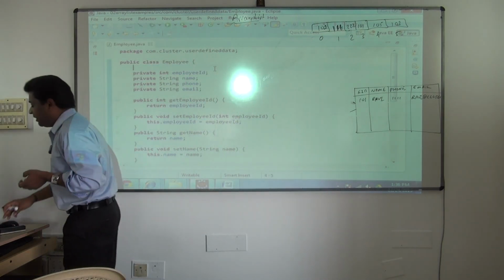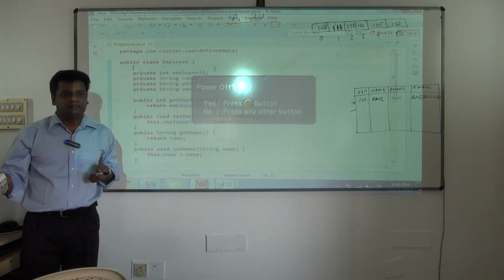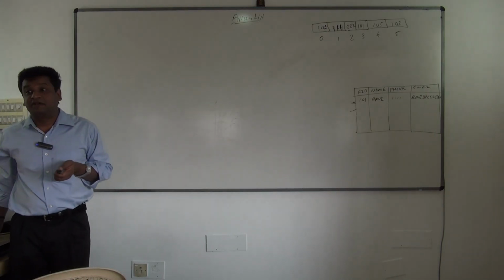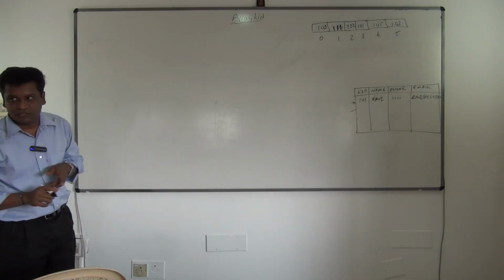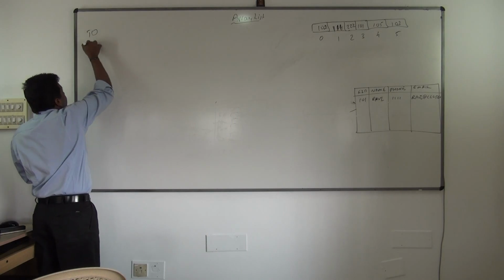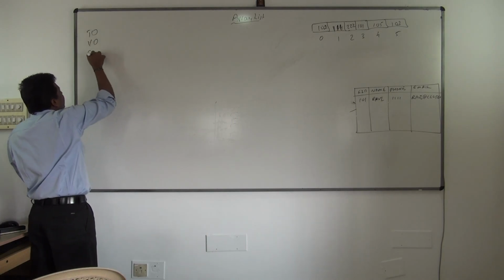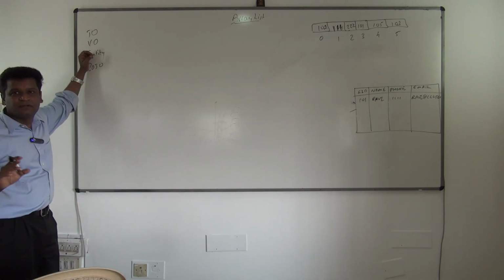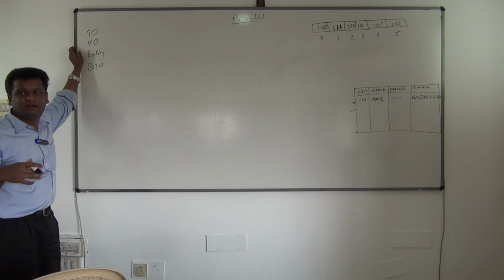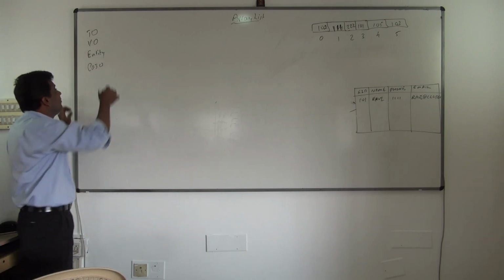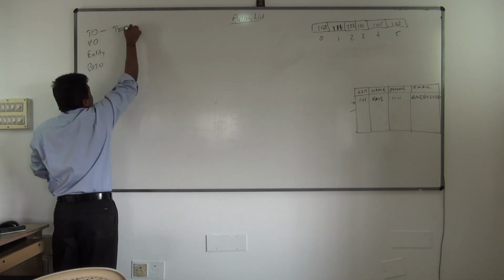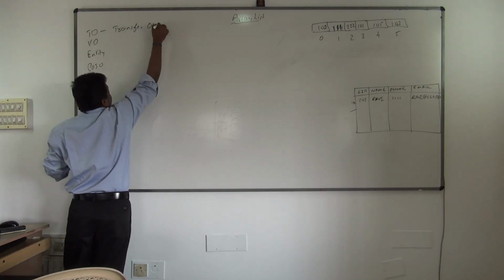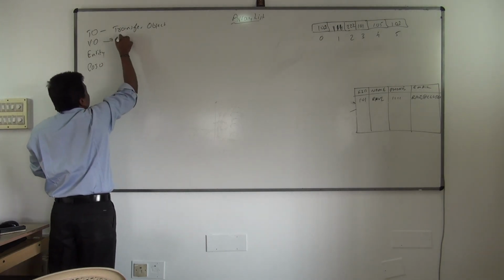So this kind of a class is called a TO, or the full form of that is transfer object. Understood? TO, we call it VO, we call it entity, we call it POJO, all mean the same. In some scenarios they call it TO, in some scenarios they'll call it VO, you'll understand with experience. But the meaning of TO is what? Transfer object.